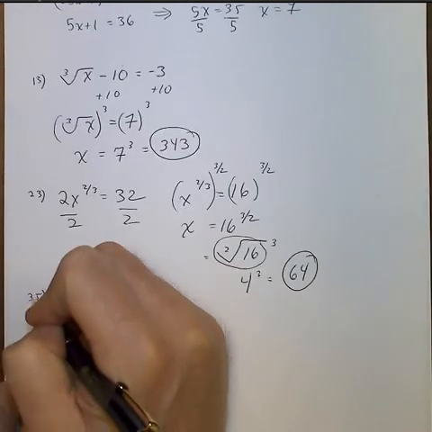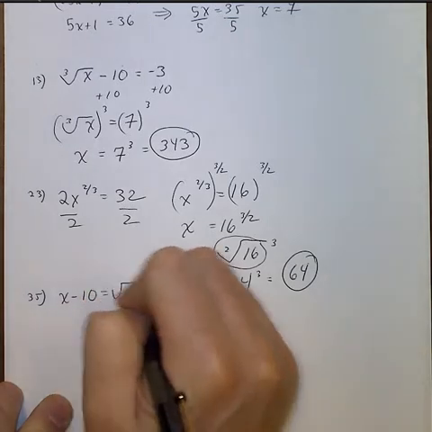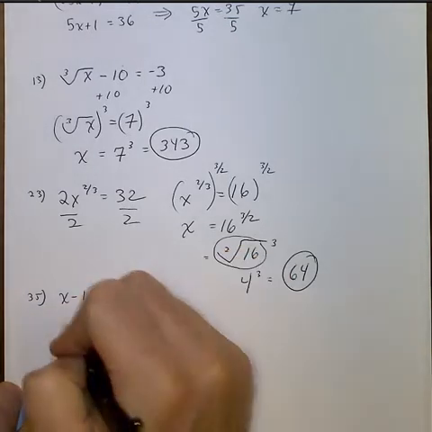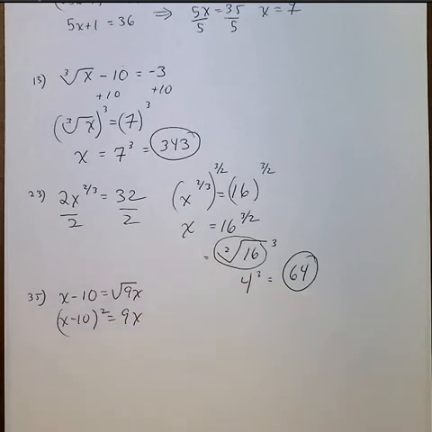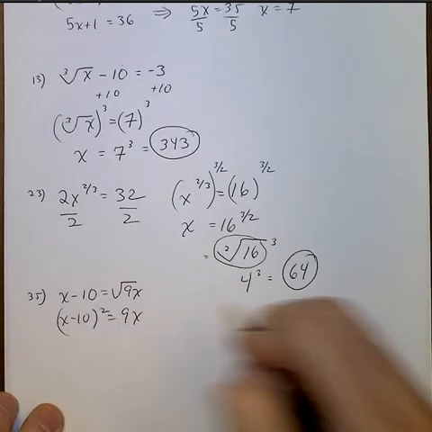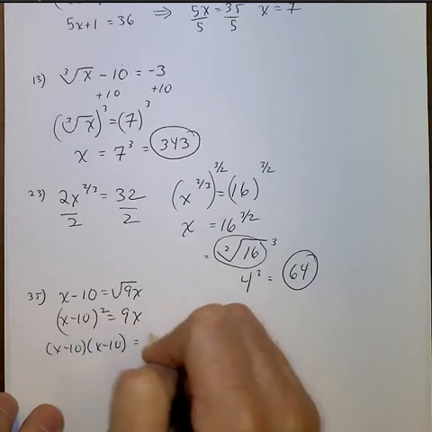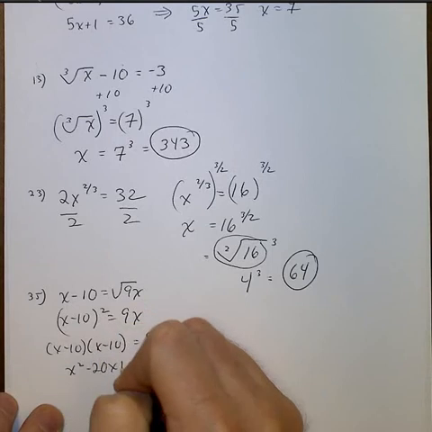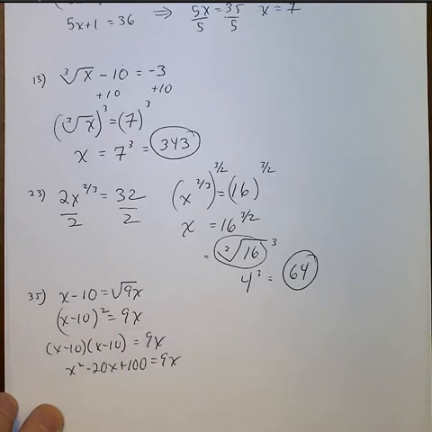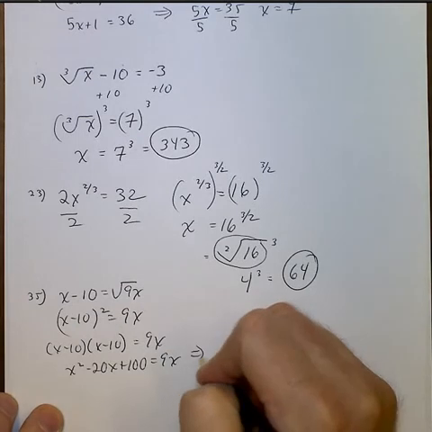In number 35, we have x minus 10 equals the square root of 9x. I square both sides. Now when I square both sides, I have x minus 10 squared. That's the same as x minus 10 times x minus 10. I have to FOIL that. Now I put all the terms on the left side because I want to set my equation equal to 0 so I can factor.